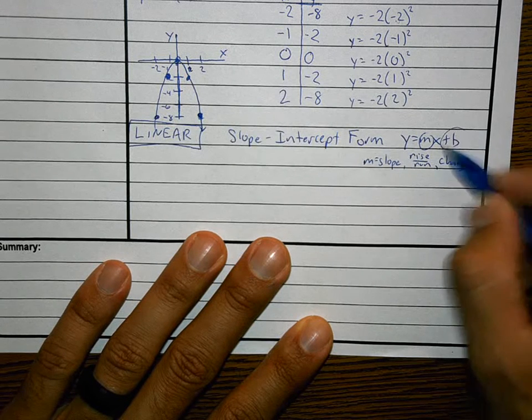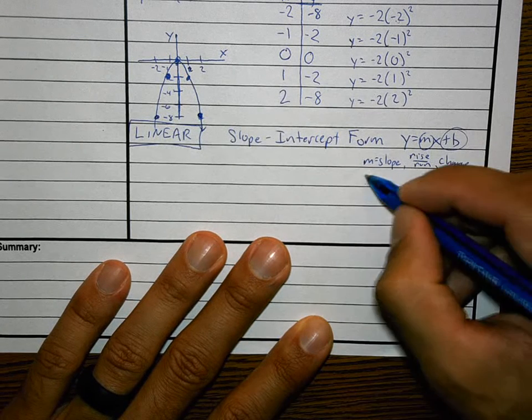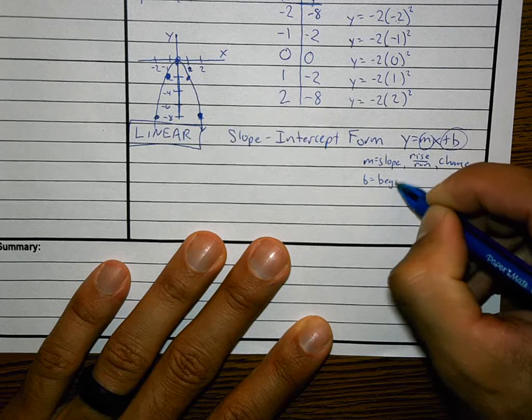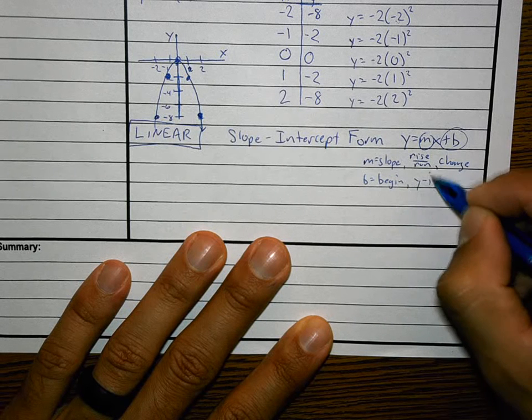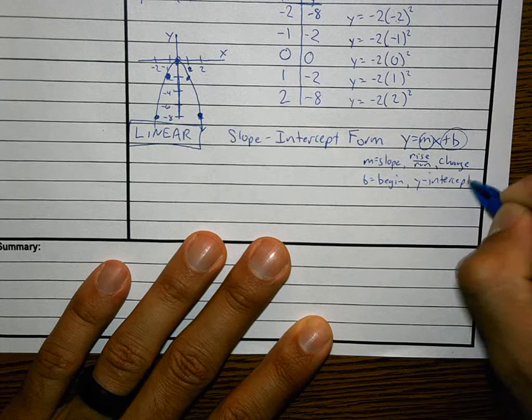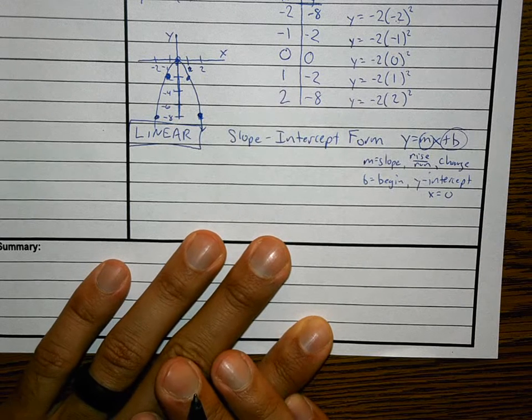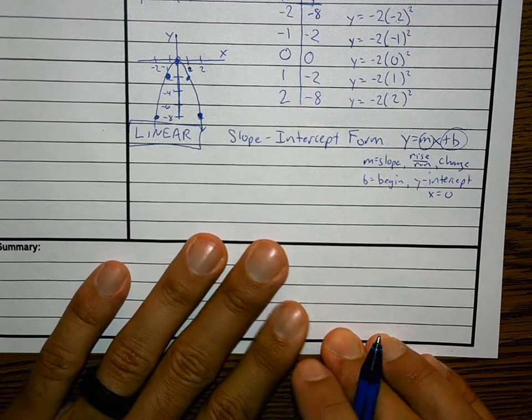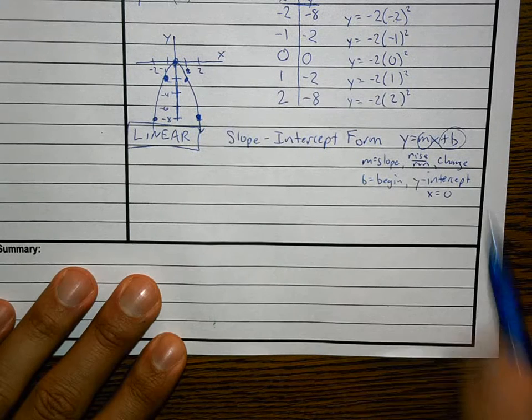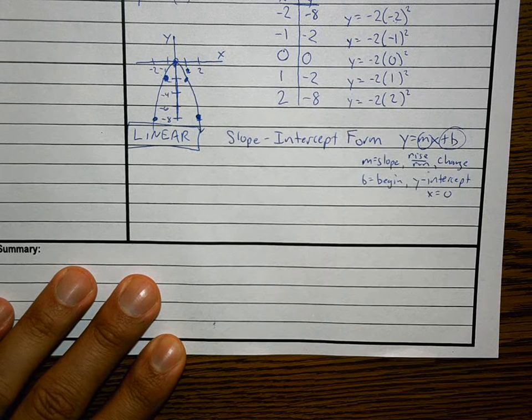The B is where it begins. It's the y-intercept. It's where x is equal to 0. If we know these two parts of an equation, we can graph any linear equation.